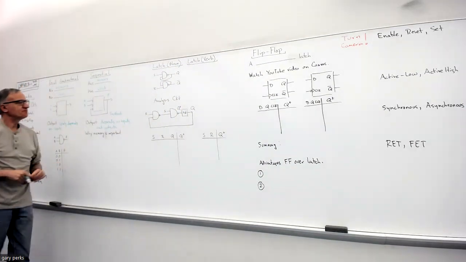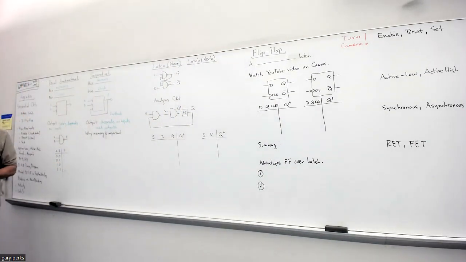But for right now, that's really the difference between a sequential circuit that has memory and a combinatorial circuit that doesn't have memory. The sequential circuit has feedback, so its output not only depends on inputs, but also on outputs.